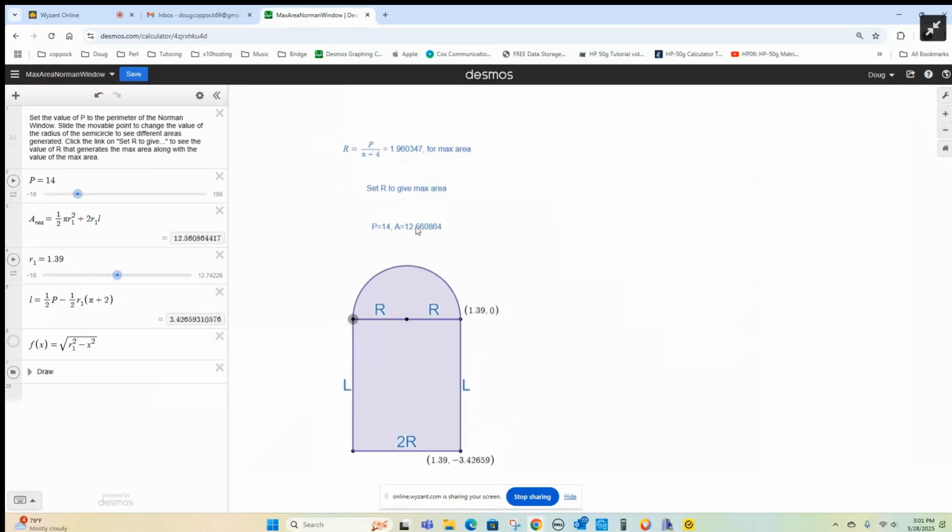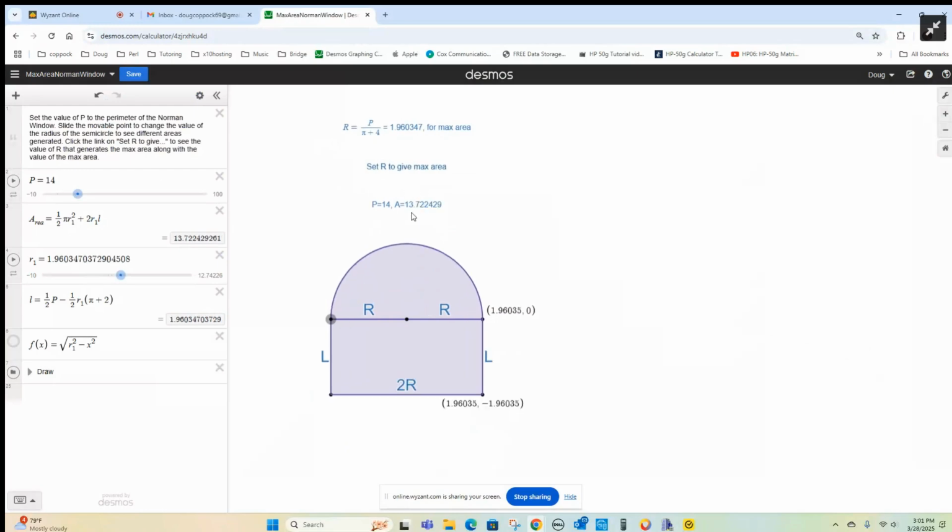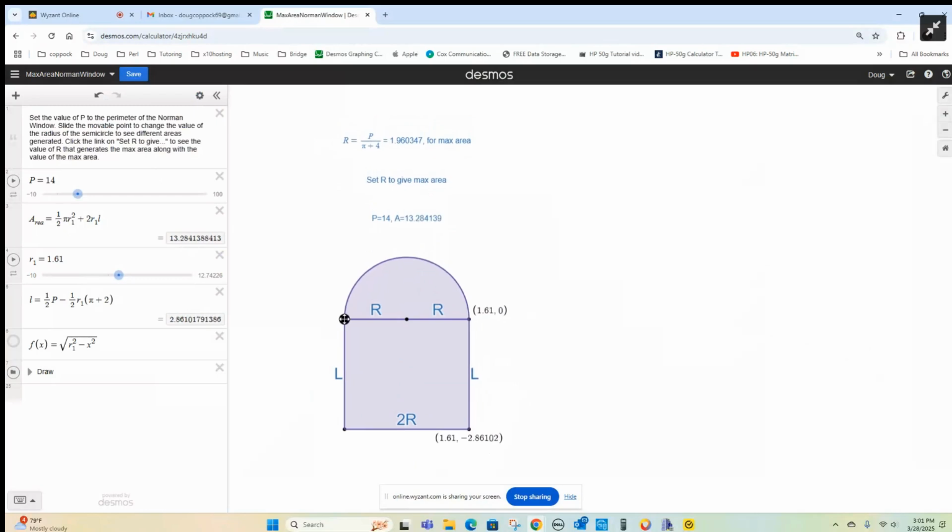Focus right here, 12.56, but if I set R to the maximum area, you see it when the perimeter is 14, the maximum area is 13.7. Anything other than that gives an area less.